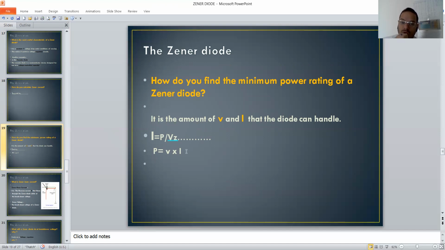It is the amount of voltage and current that the diode can handle. Current, like I said before, equals power divided by breakdown voltage. If we want to calculate the power, we will use this equation. That means power equals voltage times current, or we can say the breakdown voltage times the current.